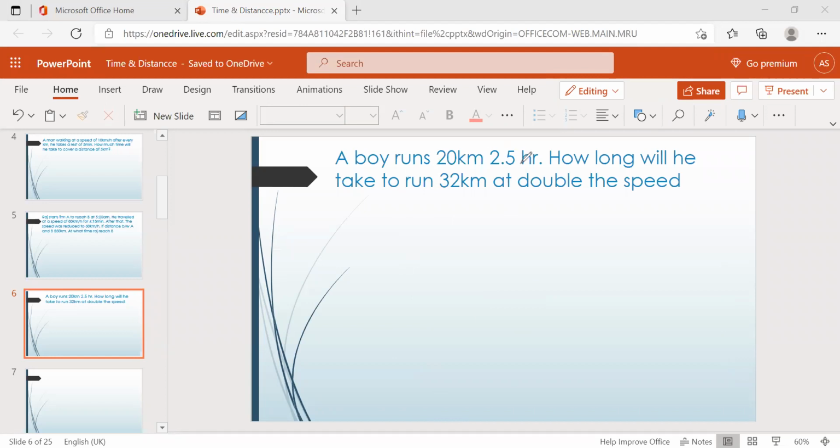A boy runs 20 kilometers in 2.5 hours. What have they given? Distance and time. What's the distance? 20 kilometers. What's the time they gave? 2.5 hours, right? Now, what is the speed? Find out the speed and tell me. Distance they gave, time they gave, what is the speed?